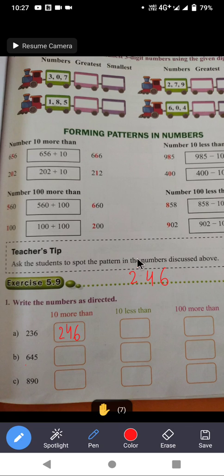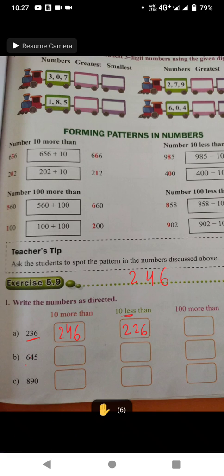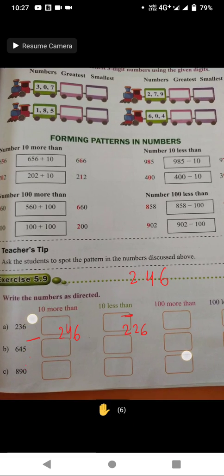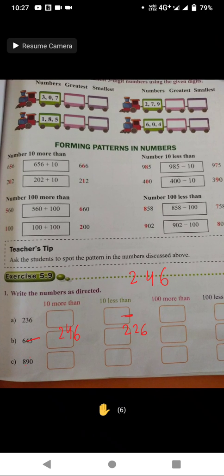Now students, tell me what is 10 less than 236. To find 10 less than, we just subtract 1 from the tens place. The 100 place digit will be the same, then 3 minus 1 is 2, and the ones place digit we will write as it is. So the number which is 10 less than 236 is 226. Like this you have to solve the other parts. So complete it.